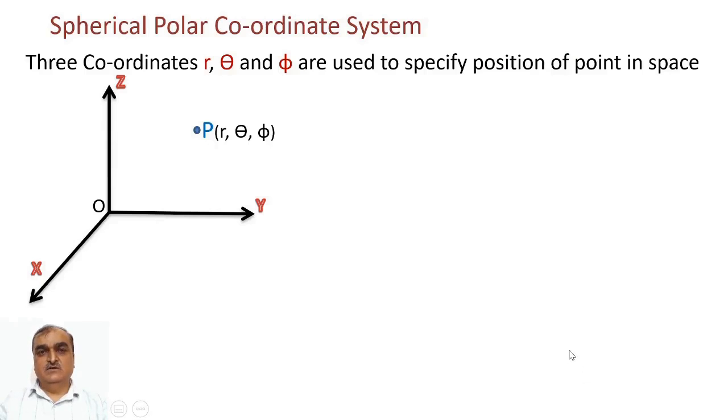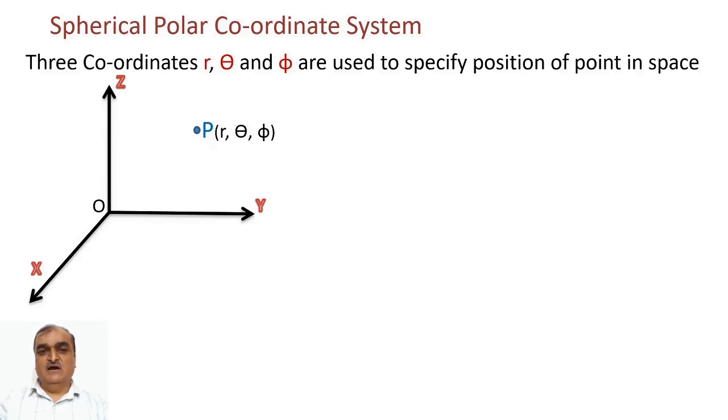In the previous lecture, we have studied the Cartesian coordinate system. As we have seen, it uses three coordinate axes which are mutually perpendicular to each other and three coordinates x, y and z to specify the position of a point in three-dimensional space. This system is applicable to problems which have rectangular symmetry.